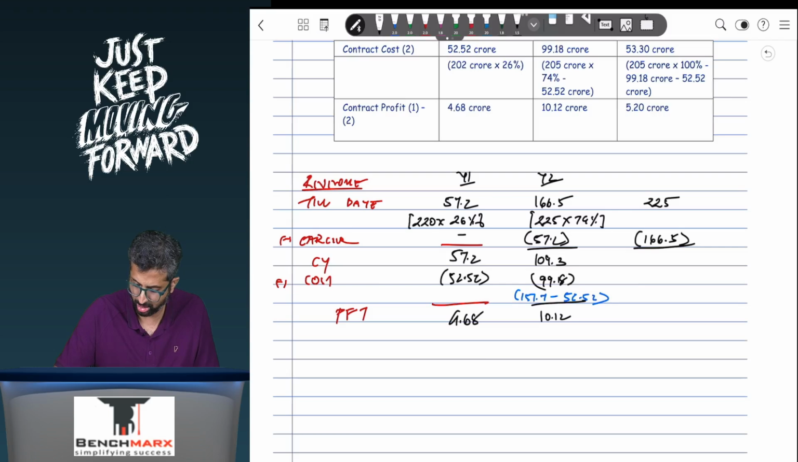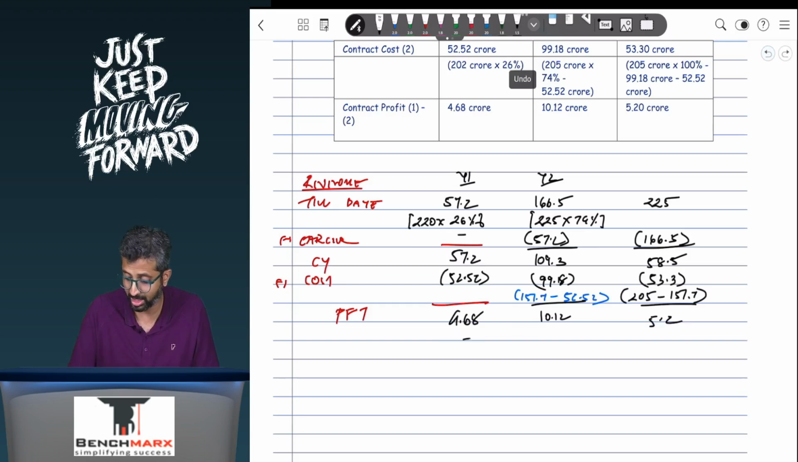So this is 225 minus 166.5 comes to around 58.5, less whatever the cost is: 205 total minus 151.7 earlier recorded. 205 minus 151.7 comes to around 53.3, and hence you will get, I think, 5.2. Ideally, if I total up all of this, I should get the total contract profit that I am estimating, that is around 225 minus 205, that is 20. So this is 4.68 plus 10.12 plus 5.2, and there you go, 20 rupees.